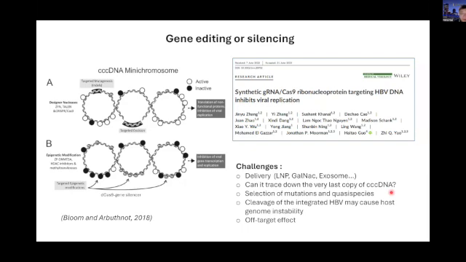And also maybe those approaches can select for mutations and quasi-species based on this sequence. And the cleavage of the integrated HBV DNA by those designer enzymes may cause host genome instability, because the sequence is the same between the integrated HBV DNA and the cccDNA. And also, off-target effects could be considered.